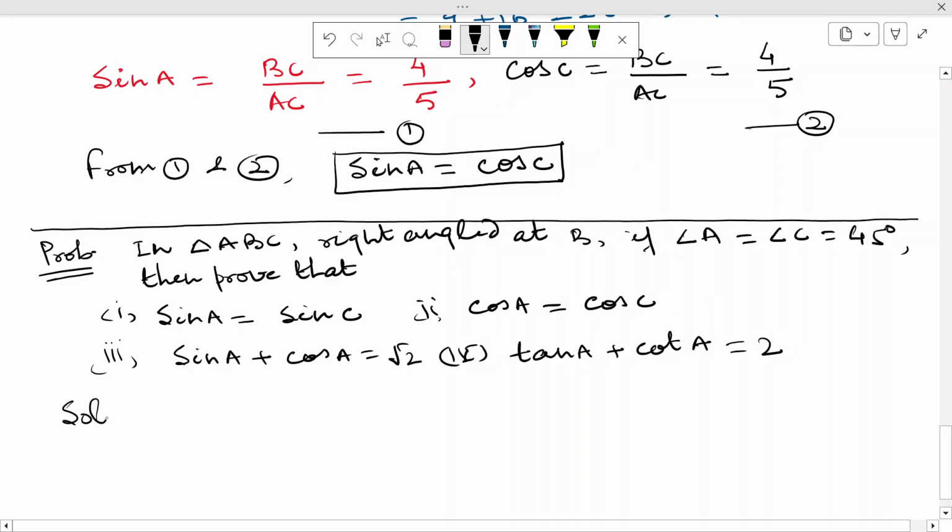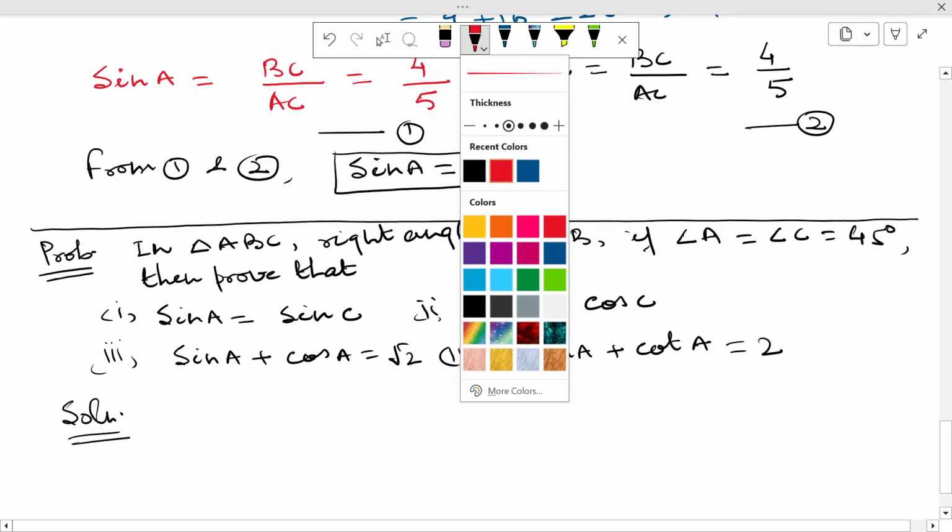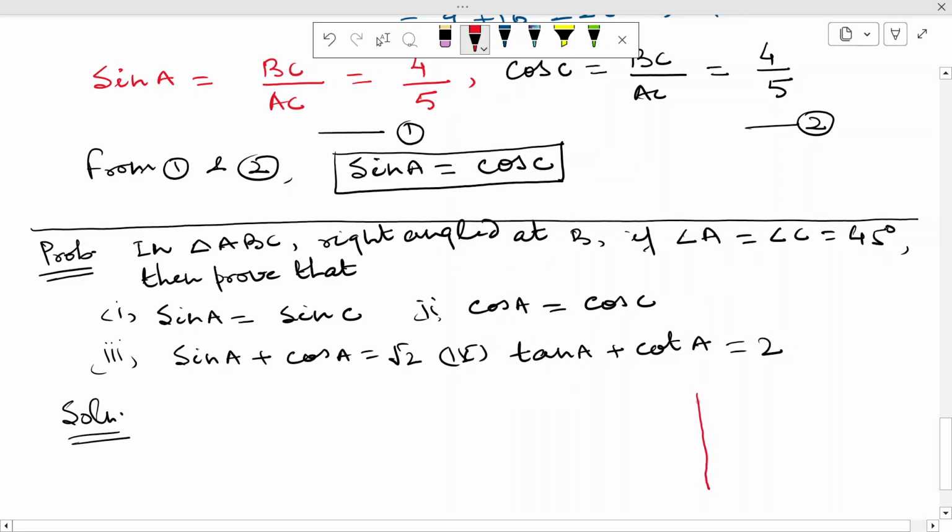So, again let us begin with the solution, and before we begin, let us make the diagram for this problem. So, we have given this right angle triangle. This right angle triangle is right angled at B, and further we are given that angle A and angle C are both 45 degree.